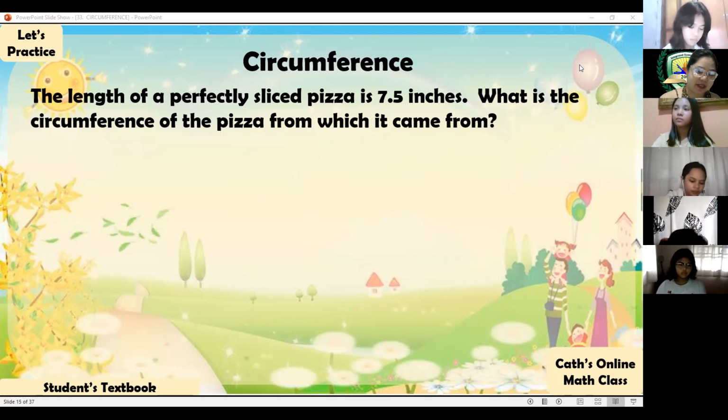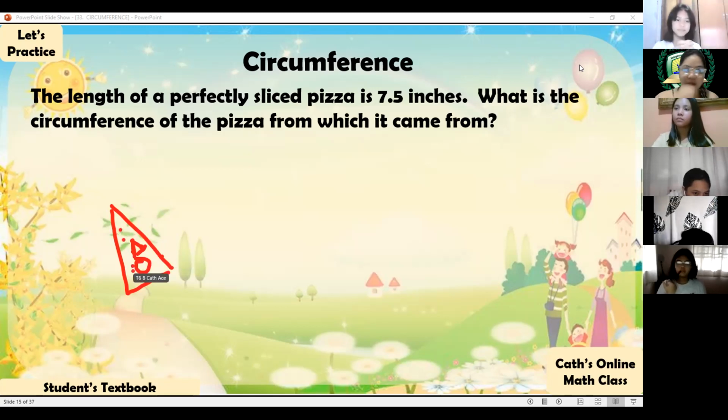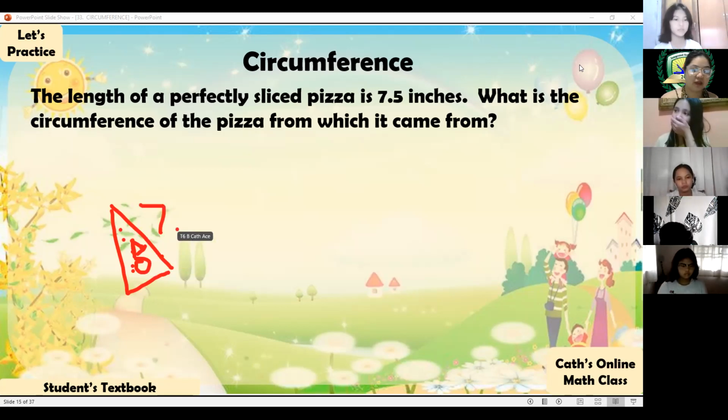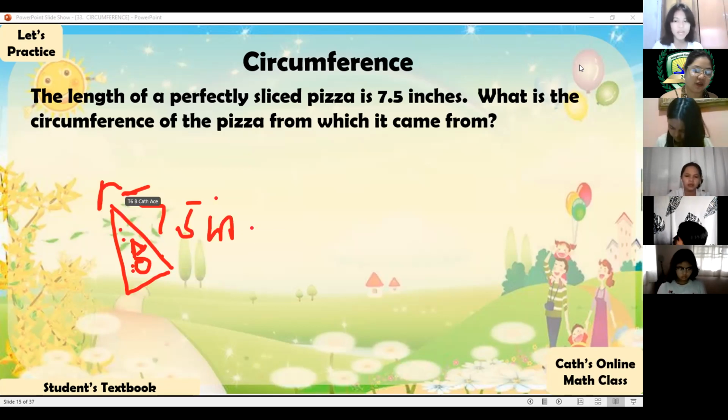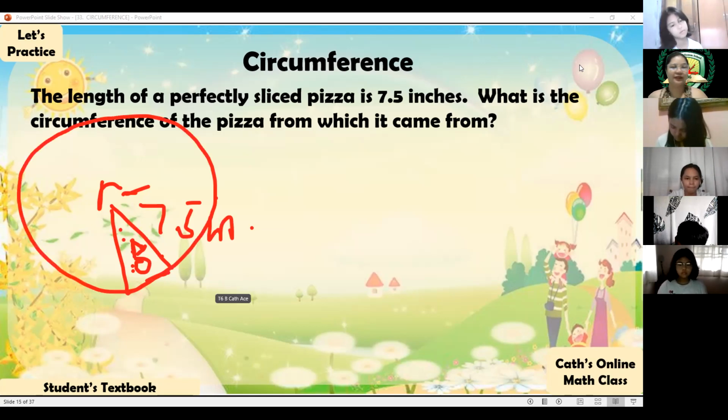Okay, a sliced pizza looks like this, right? That is what a sliced pizza looks like. So if that is the sliced pizza, what is this? Radius. Right, this one is the radius, because the real circle is like that. So it is the radius.